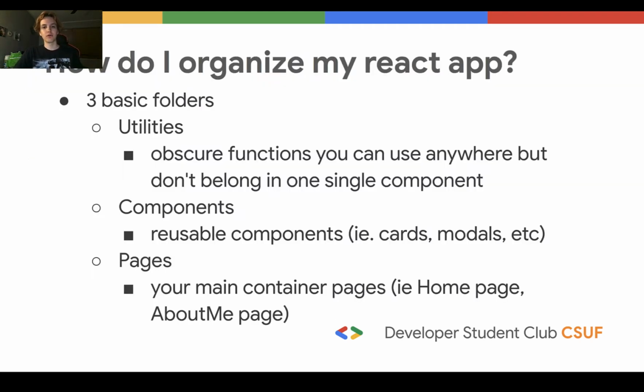So how I organize my React app, this might be a little opinionated, but it's a good go-to for your first React app. I keep 3 basic folders. One is utilities for functions that can be used anywhere, like a basic API call or something. I have a components folder for reusable stuff like cards, modals, and stuff like that. And then I have a pages folder that basically is the container for each of my stacks of components, like a home page or an About Me page.